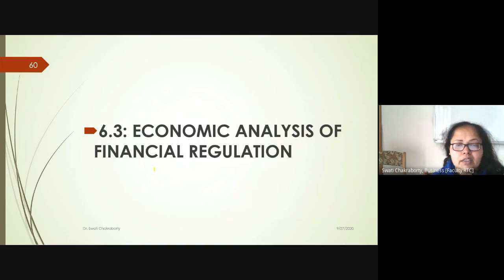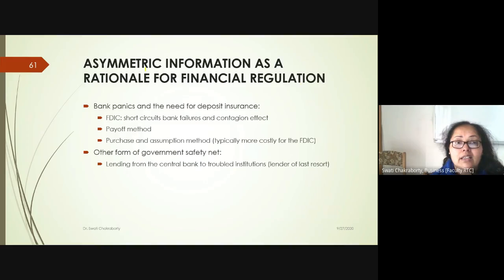We come to the third topic, which is economic analysis of financial regulation. Asymmetric information as a rationale for financial regulation, right? Now, why do we need to have financial regulation? Because of this problem. So bank panics and the need for deposit insurance is required.